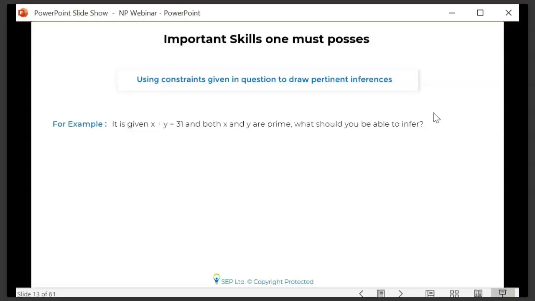Read the statement once. Here it's given that x plus y is 31. Both x and y are prime. Just after reading this, what should you be able to infer from this statement? Anyone? And what's the thought process of doing it? So I just want to see how you think.